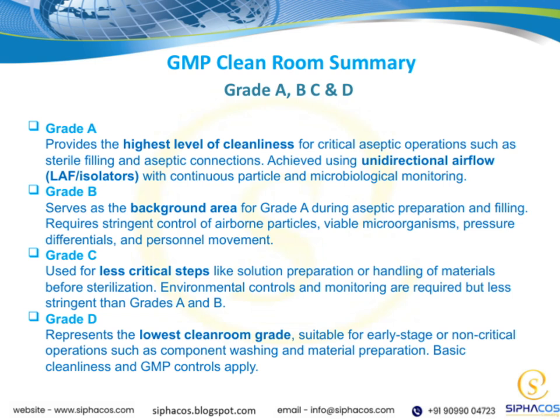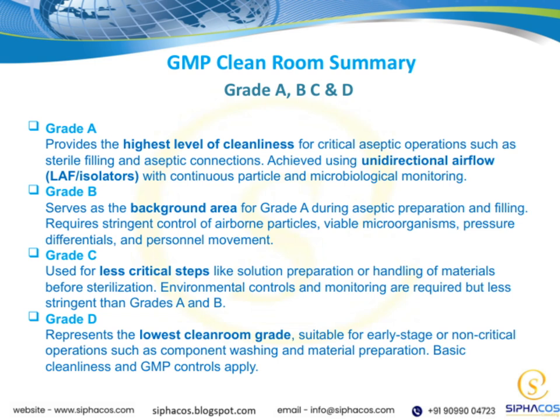Moving on to Grade B, this serves as the background environment for Grade A processes. It provides a controlled setting during aseptic preparation and filling. Stringent controls are applied here, including managing airborne particles, monitoring viable microorganisms, maintaining pressure differentials, and controlling personnel movement to prevent contamination. Next, Grade C is used for less critical steps, like solution preparation or handling materials before they go through sterilization. While it still requires environmental controls and monitoring, these are less strict compared to Grades A and B, reflecting the lower risk of contamination in these activities.